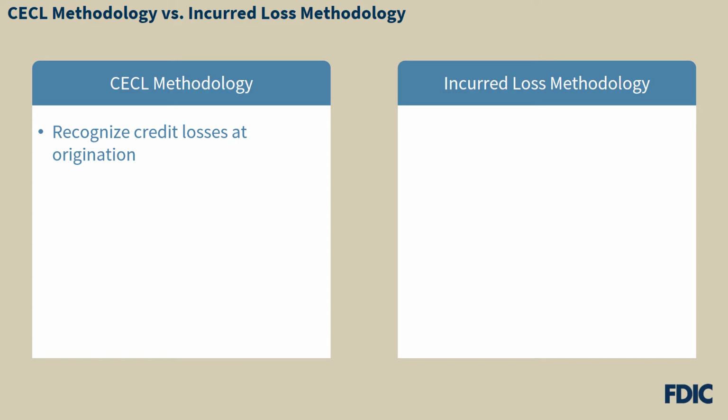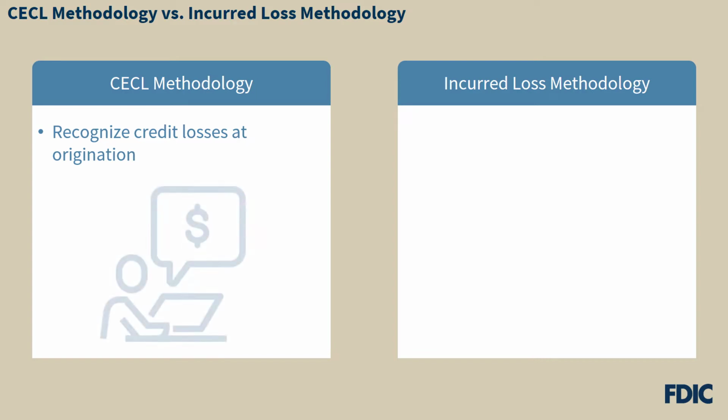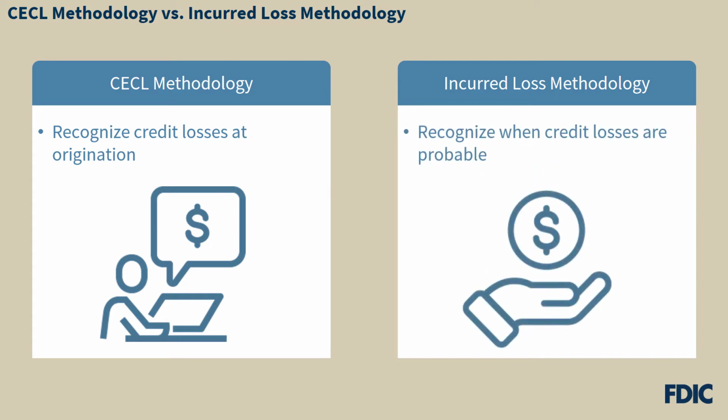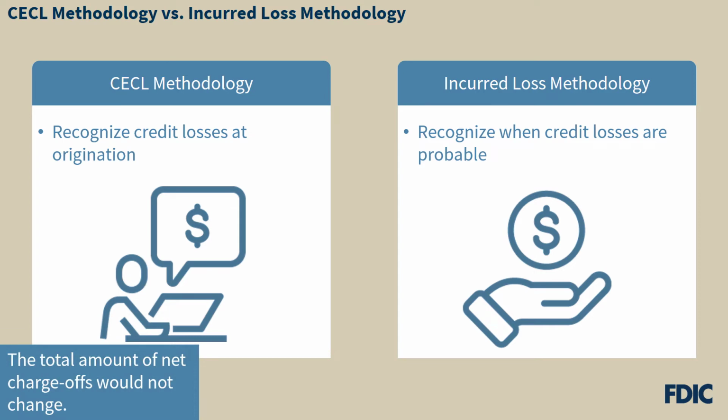Banks recognize an estimate of the total expected lifetime credit losses at the time of origination. For example, under CECL, in the period when a loan is originated, the bank will record an amount for the expected lifetime credit losses on the originated loan. Under the incurred loss methodology, a credit loss provision would have been expensed when it became probable that a credit loss had been incurred. So in thinking about this, the total amount of net charge-offs on loans would not change between the incurred loss methodology and CECL.